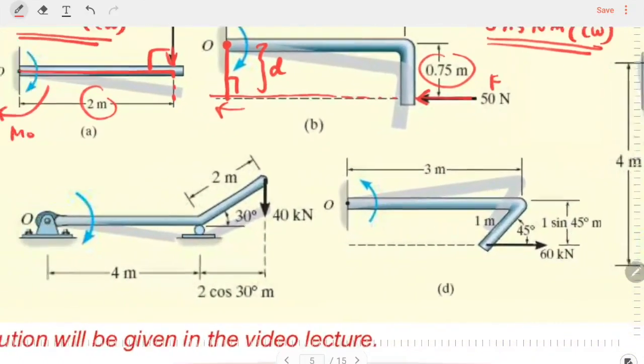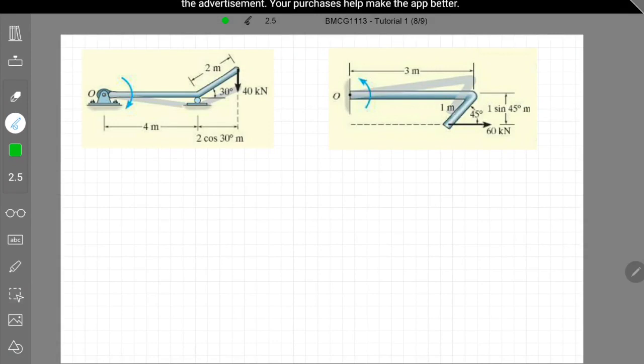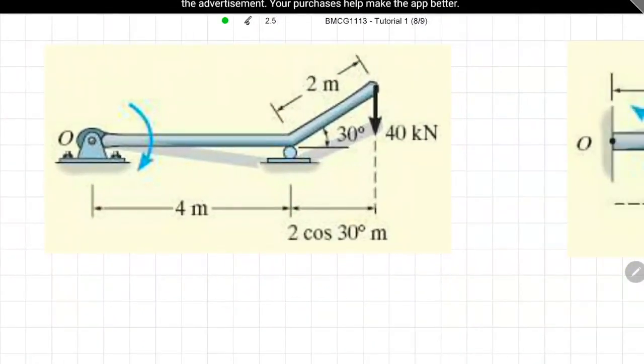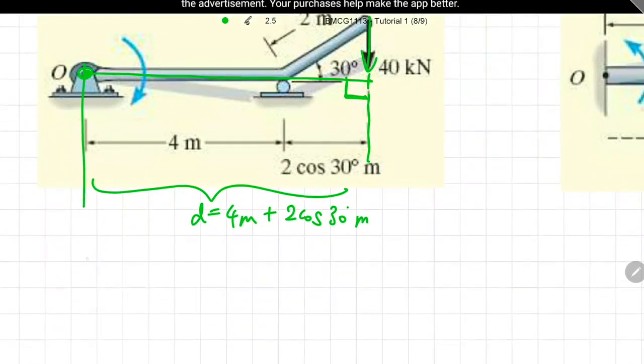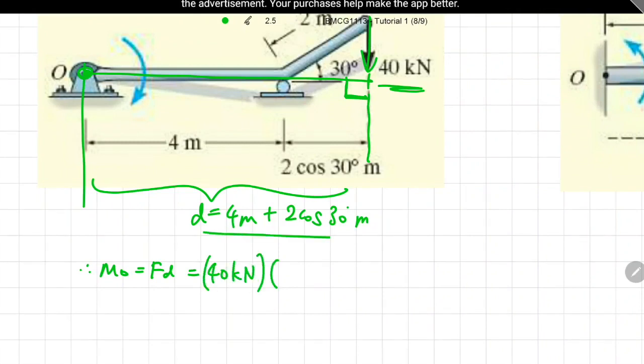Okay, as for this picture, let's do this in a new sheet. So this is our line of force, which is 40 kilonewton. So if you want to know what is the D, you just elongate the force line and then you connect the axis to the line of force, so that the line is 90 degree to the line of force. So your D or your distance will be from here to here, which is 4 meter plus 2 cos 30 meter. So you can substitute all that value into the equation whereby magnitude of moment equals to Fd. Your F is 40 kilonewton. Your D is 4 meter plus 2 cos 30 meter.